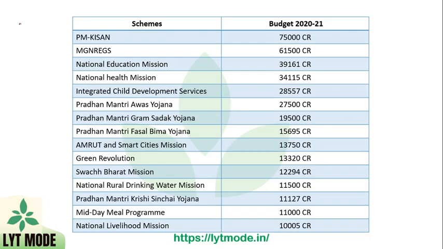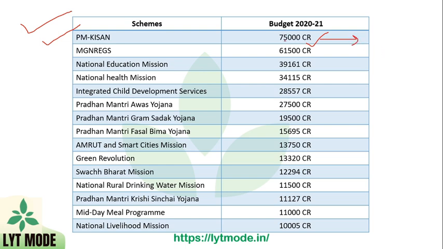And now here are some schemes which are important, where the budgets are allocated, which you should know. The first one is the PM Kisan scheme. Among all the schemes, the PM Kisan scheme, income support to farmers, has the highest allocation in 2021, which is at 75,000 crore. This is the highest allocated amount to a scheme.